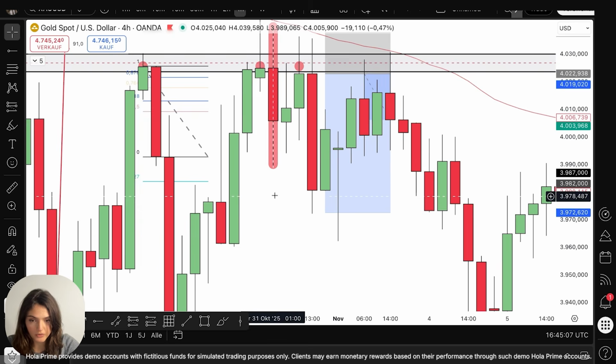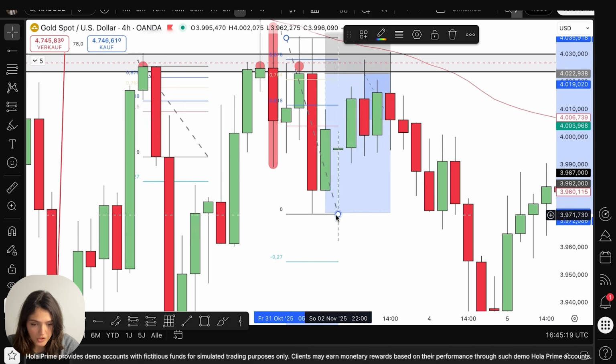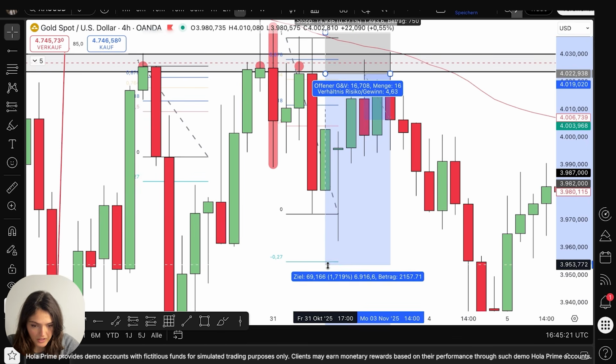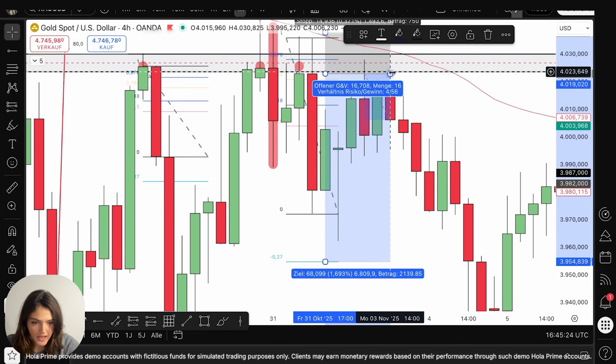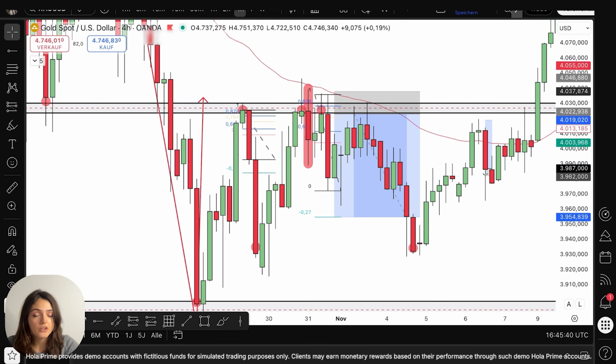If we go a little bit further and actually take the minus 0.27 of this candle. So the minus 0.27 level is here. So this would have given us a 4.5 risk to reward. So the strategy has a relatively high win rate of around 70%. It also has a very good risk to reward, usually 3, 4, 5 to 1.